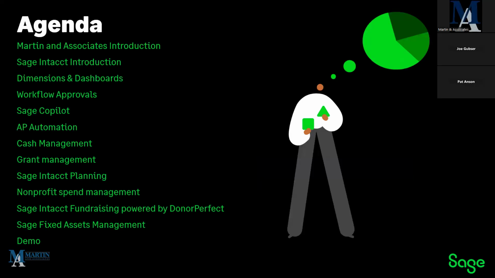Quick agenda about what we're going to cover today. This is more of the agenda for the PowerPoint, and then we're going to get into the last part of the webinar today of actually getting into the software and doing a demo. So we'll do a quick introduction, both us and Martin and Associates and Intacct. We'll cover all these topics here. And then the key part is we're going to get into the demo down here at the bottom.